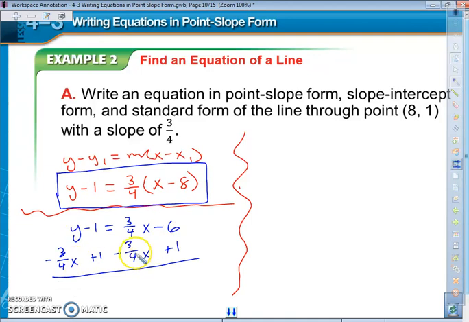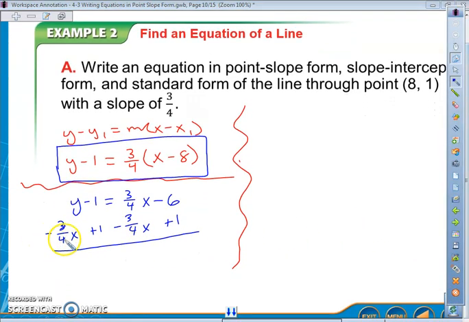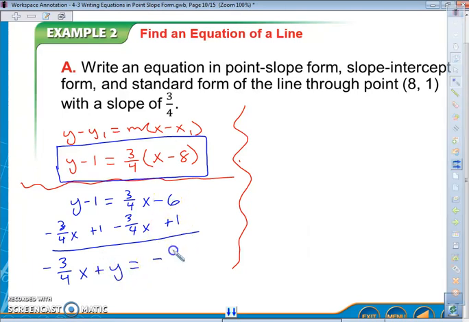So a lot of math going on right here, but nothing's difficult. We're going to have -3/4 x plus y equals -5. Now, for standard form, I can't have a fraction, and the first number also has to be positive. So I'm going to take all of this and multiply it by -4. The reason I do that is it's just like 4/1, and I'm going to get rid of the negative sign and the denominators right here.